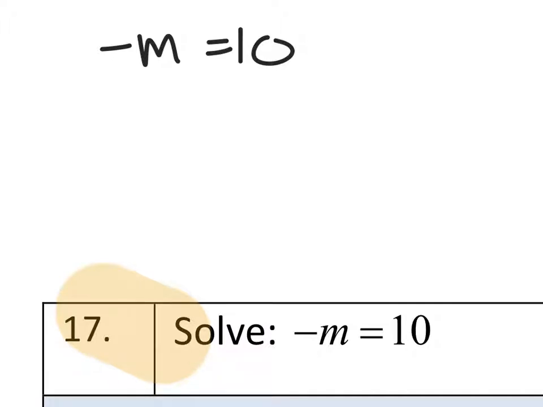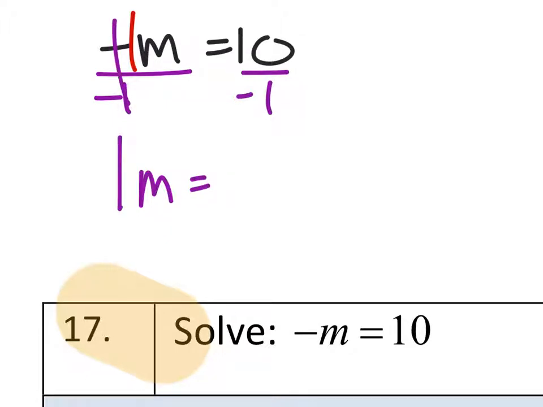Negative m equals 10. So I just want to point out again that there's a 1 there with that m. It's a negative 1 in this case. It just isn't shown because math people got really lazy over time. So to make this a 1m, I just divide negative 1 by itself, but I got to do it on both sides. Negative 1 divided by negative 1 is 1. Again, there's this phantom 1 here, whether we show it or not. It doesn't really matter. But then in the calculator I can do 10 divided by negative 1, which is negative 10.